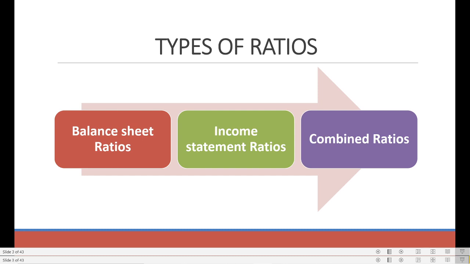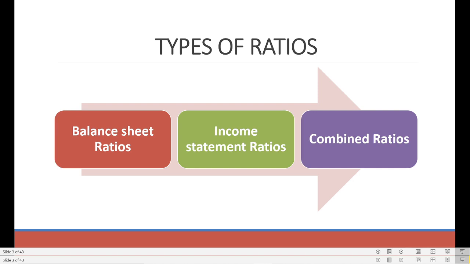There are three types of ratios. First is balance sheet ratio, second is income statement ratio, and third one is combined ratio. Now, why is it called a balance sheet ratio? Because the two variables which we are considering for calculation of ratios are taken from the balance sheet itself. For example, if I take capital and assets, both items are from the balance sheet. That's why it is considered a balance sheet ratio.